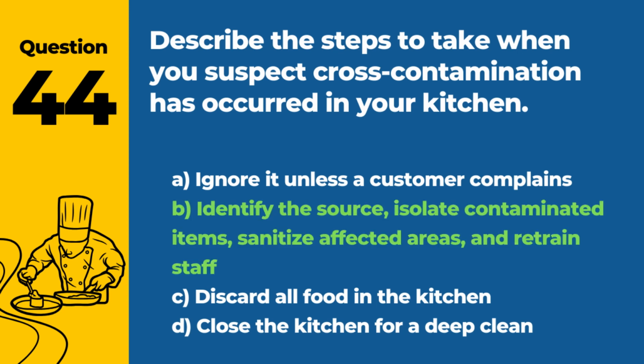Answer: B. Identify the source, isolate contaminated items, sanitize affected areas, and retrain staff. When cross-contamination is suspected, the steps include identifying the source of contamination, isolating any potentially contaminated items, thoroughly sanitizing affected areas, and retraining staff to prevent recurrence.